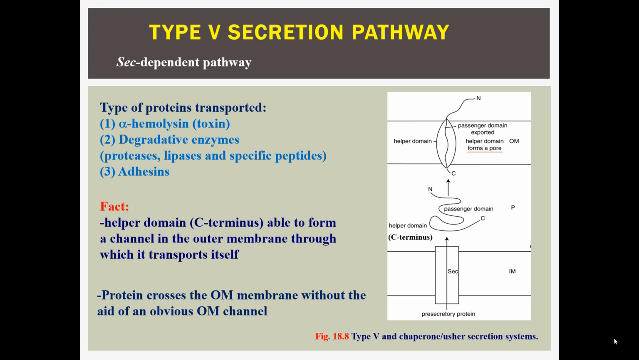So the helper domain is able to form a channel in the outer membrane through which the protein transports itself. The protein crosses the outer membrane without the aid of an obvious outer membrane channel. So that's the type 5 secretion pathway.